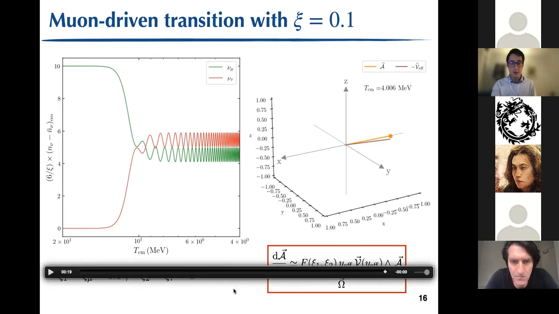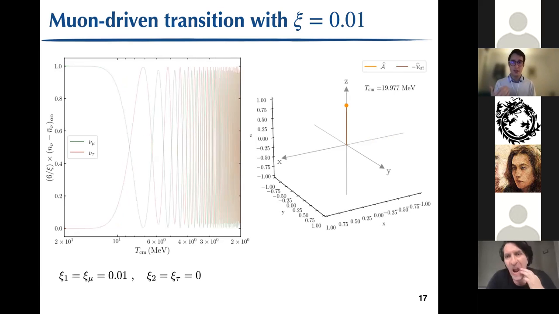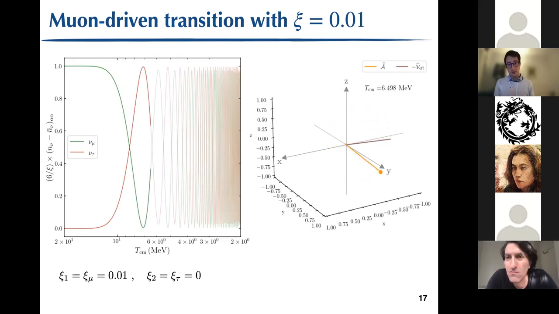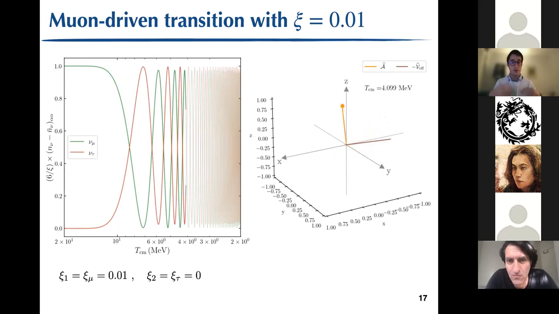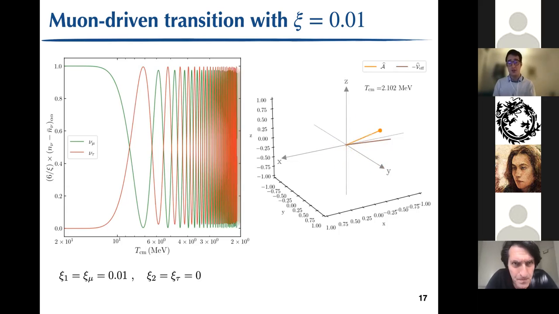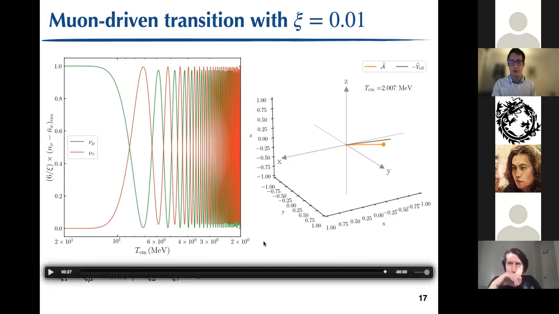Let's look now at what happens if we reduce the degeneracy parameter by one order of magnitude, and you can see that the precession frequency is supposed to be much smaller, 10 times smaller. Now you can see that the Hamiltonian undergoes its MSW transition, but A doesn't manage to follow it. So now you have large synchronous oscillations, a large angle between the two vectors, and this is actually the case I showed before. So we are quite happy with the phenomenology. We sort of understand what's happening.